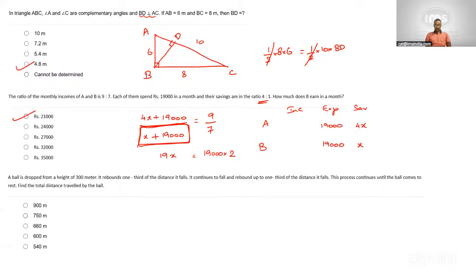A ball is dropped from a height of 300 meters. It rebounds one-third of the distance it falls. It continues to fall and rebounds up to one-third of what it falls. I roughly understand it, but I don't know. I'll probably look for better questions. Come back only if really necessary.